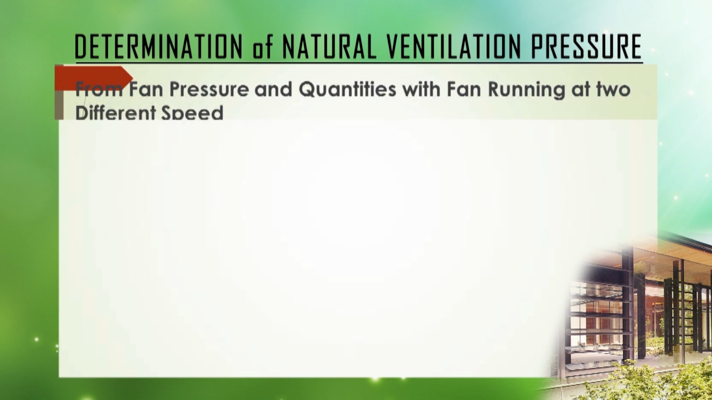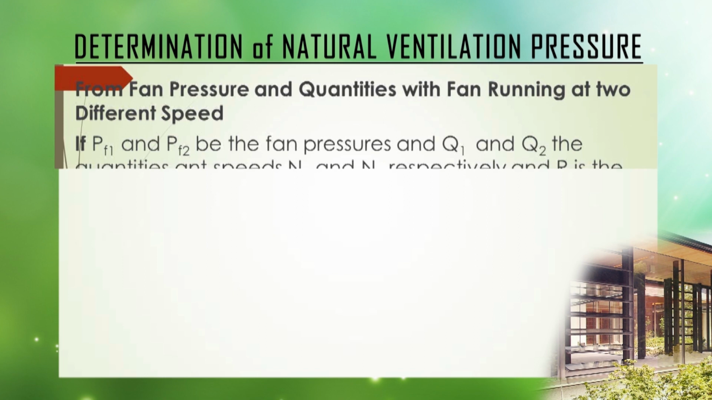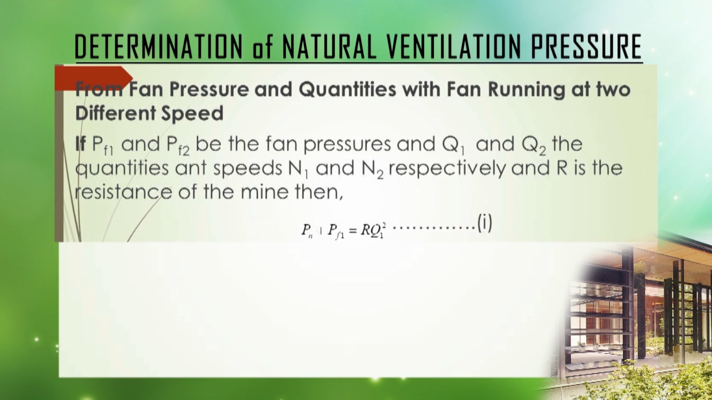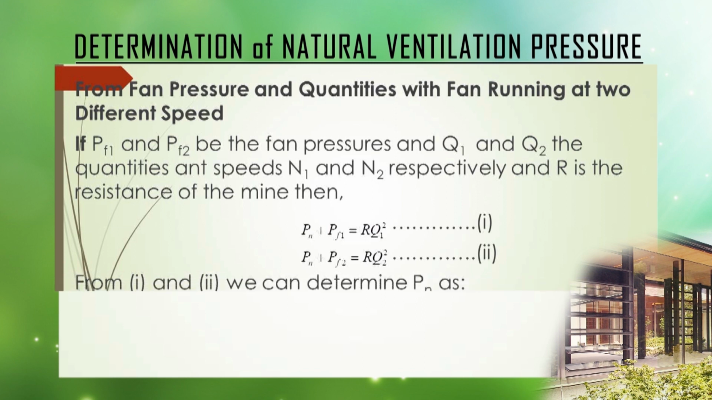Now, consider fan pressure and quantity with the fan running at two different rotational speeds. We can say that the quantity of air flowing through the mine also depends on the speed of the fan. Naturally, the higher the speed, the greater the quantity. In this case the two speeds are N1 and N2, and R is the resistance of the mine.